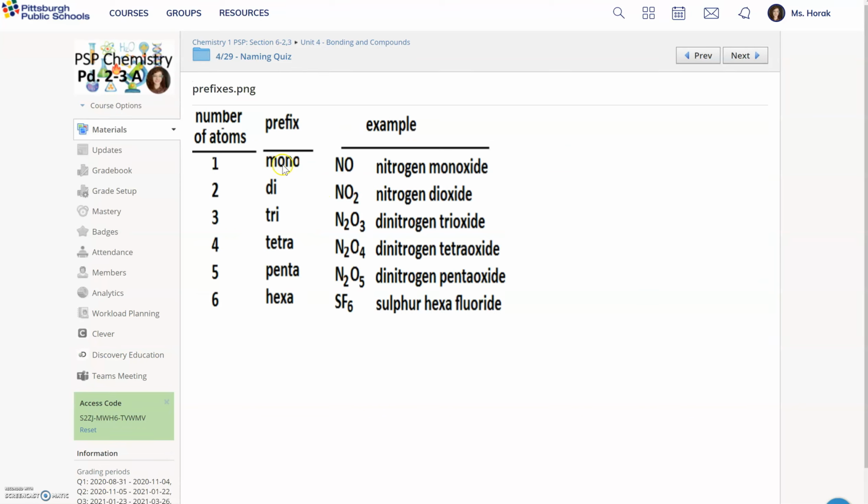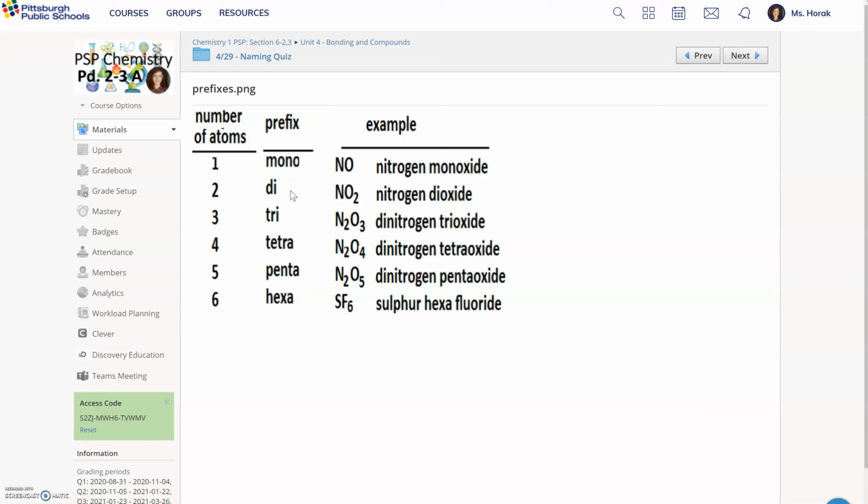The prefix for 1 is mono, but you can see here we don't use mono on the first element. If the first element has no subscript, you don't use mono, you just leave it the same. So this is just nitrogen monoxide, and carbon dioxide is another example of that. If there are other subscripts next to the first element, though, you do still use the prefixes. So here we have dinitrogen trioxide, N2O3.